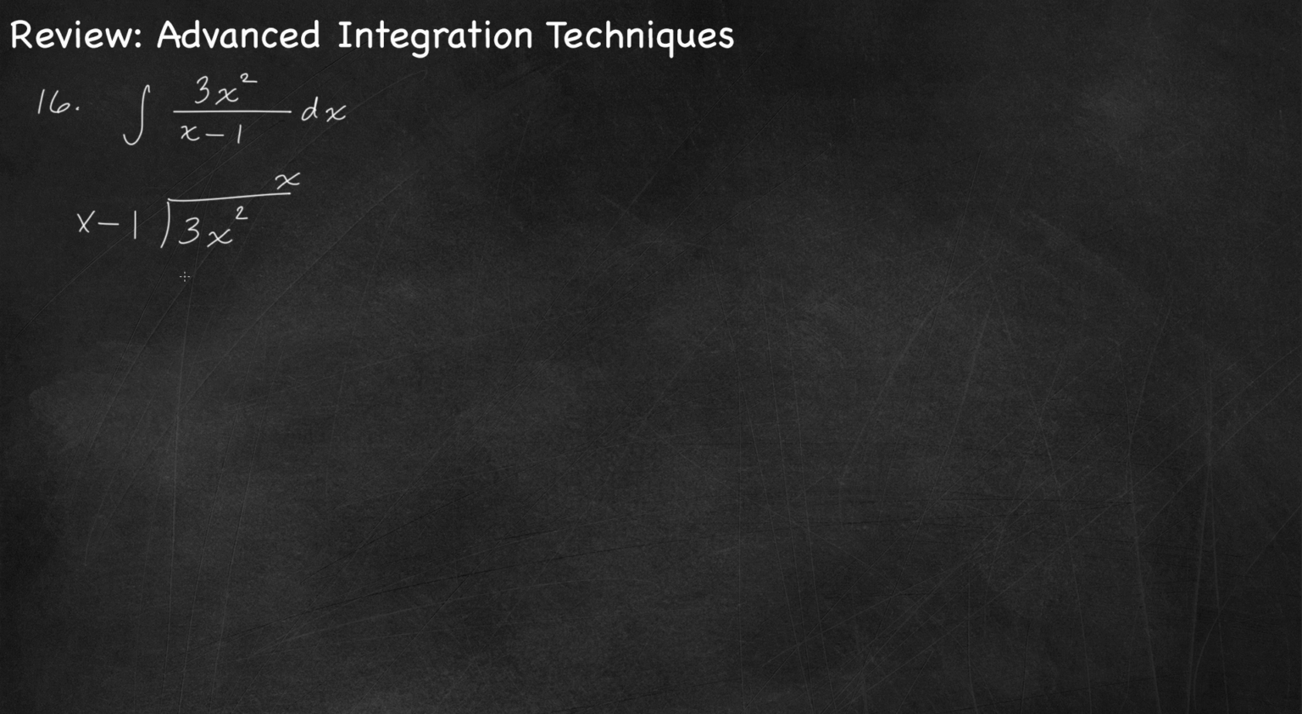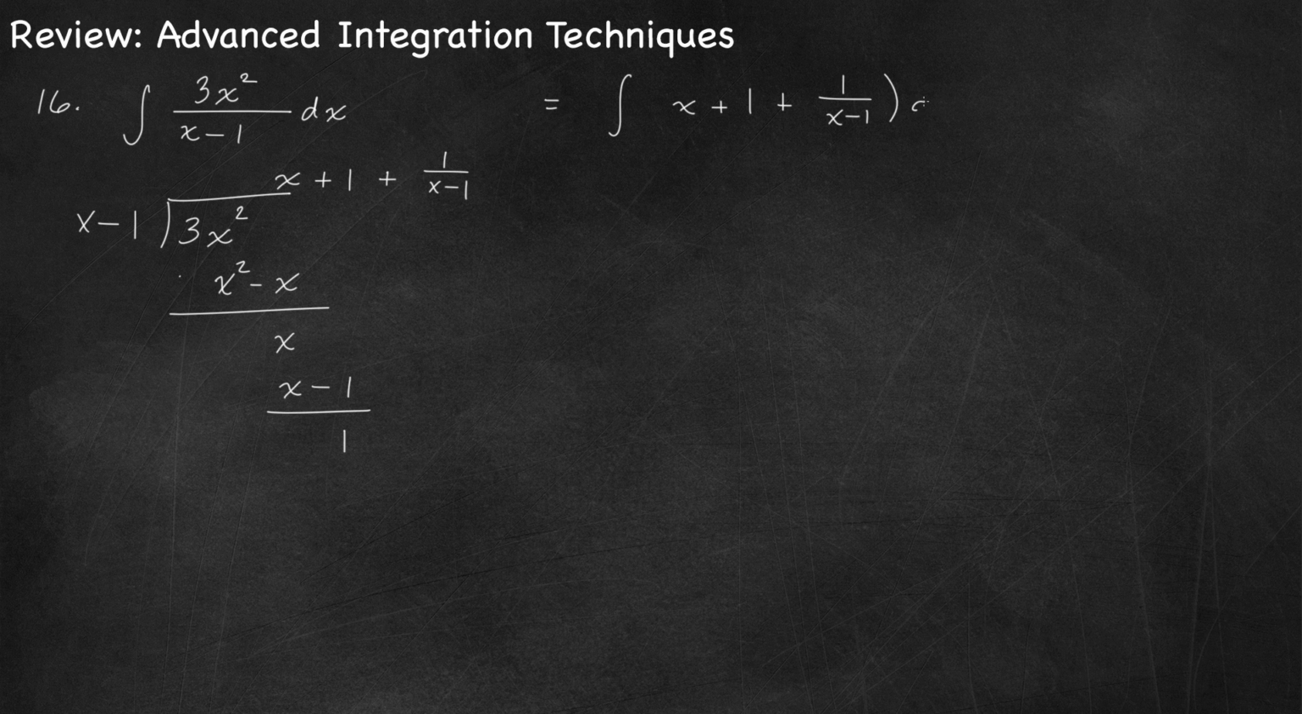and that's going to be x. So x squared minus x, then we subtract and we get x plus 1, x minus 1, and we subtract and we get 1. So plus 1 over x minus 1. So this is the same as the integral of x plus 1 plus 1 over x minus 1. And that integrates to x squared over 2 plus x plus ln absolute value x minus 1 plus c.